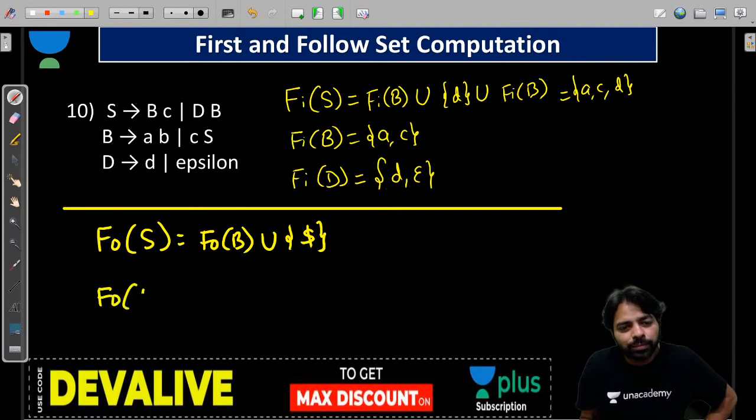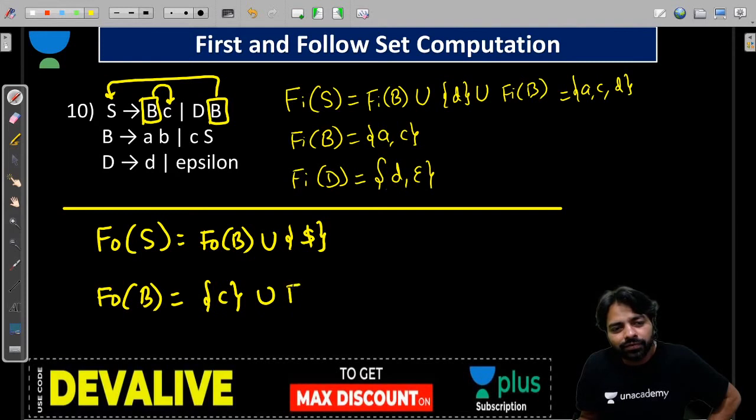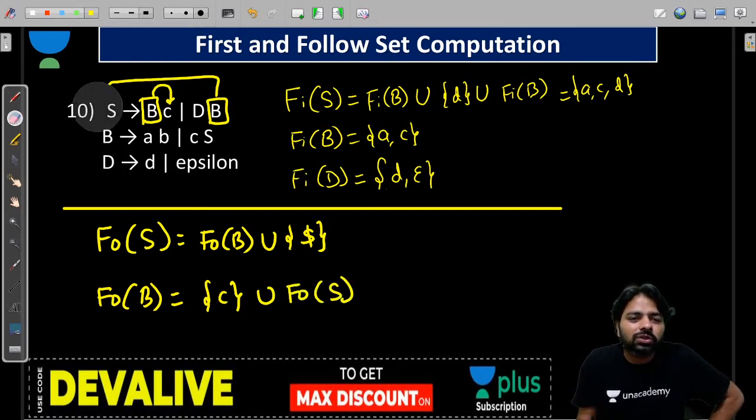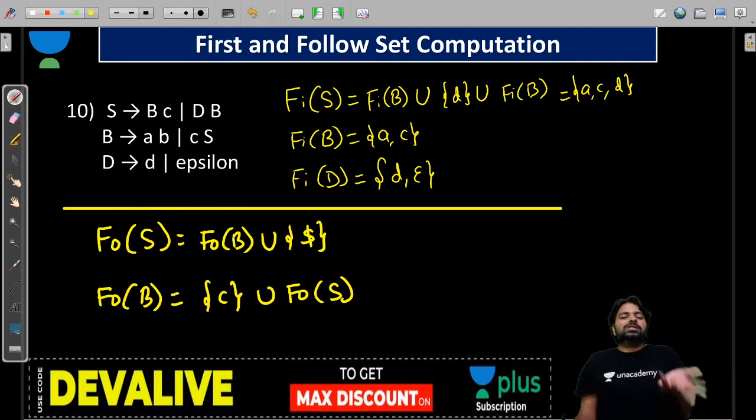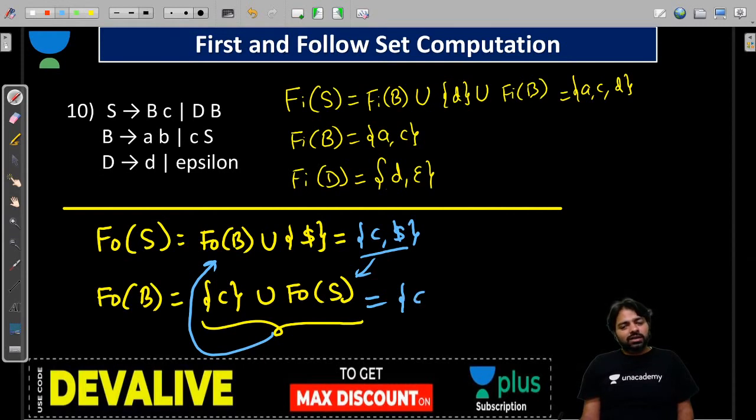Next, follow of B. We have not computed B yet, so let's compute it. This B is followed by C and this B is again on S. So take C, union follow of S. S is not complete yet, leave it. B depends on S, S depends on B. Guys, this one is nothing but follow of B. You can put all of this together and substitute there. You will get C, comma, dollar, union follow of S. You can cancel it, and here follow of S is already computed. So you can substitute here C, comma, dollar. That's all. Okay, carefully you should apply this, guys.